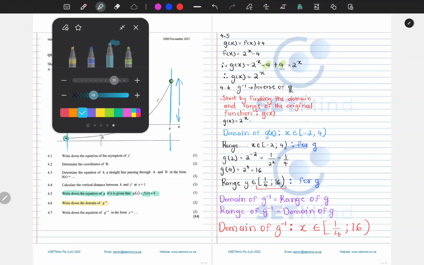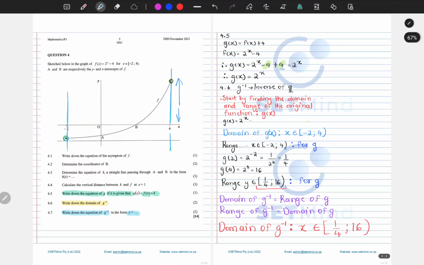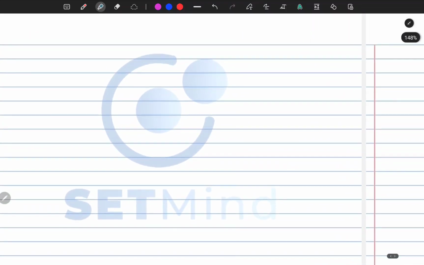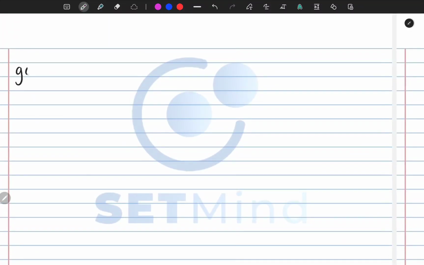So let's now dive into the last question, which is 4.7. And 4.7 reads, write down the equation of the inverse of g in the form of y is equal to something. So let's go to the next page and do exactly that. So the original g of x, which we have, is simply 2 to the x. And remember that when they speak of g inverse there, all they are speaking of is the inverse.